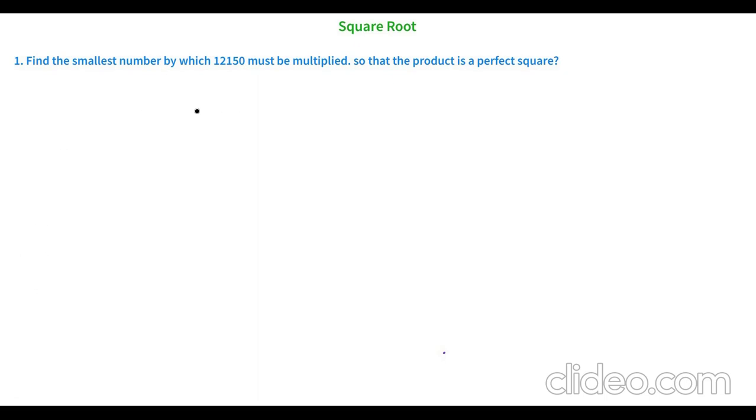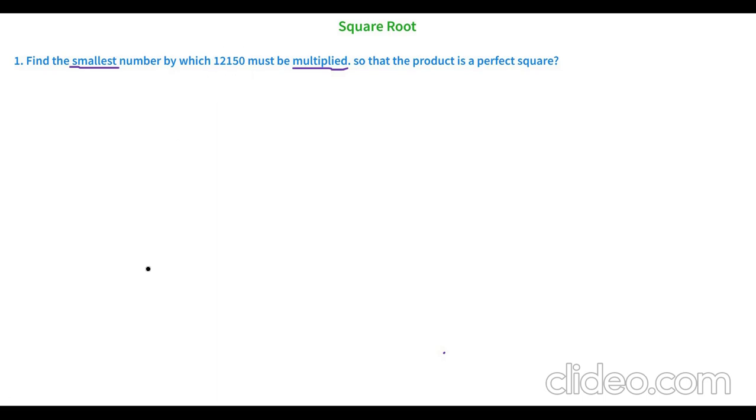As you could see in this question, we know that this is not a perfect square. So there should be some other number multiplied with this to make it a perfect square, and that should be the smallest number. So first, let's find the square root of this.